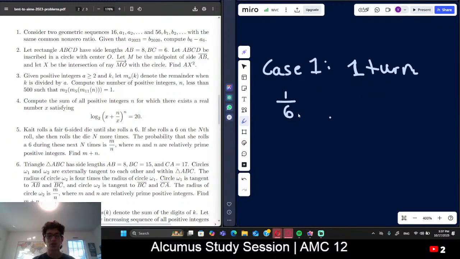One turn, so there's a 1/6 chance. You have to get a 6 immediately, and then you're going to have another 1/6 chance after. So let's make a nice little table here. Case one has a probability of 1/6 of occurring, and after that, the chance of getting a 6 in one turn is going to be 1/6 again.